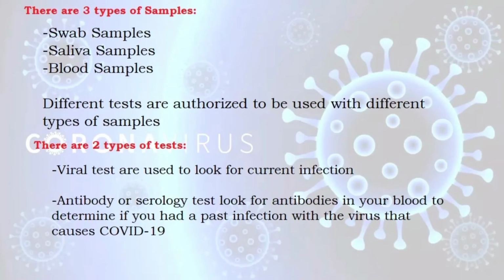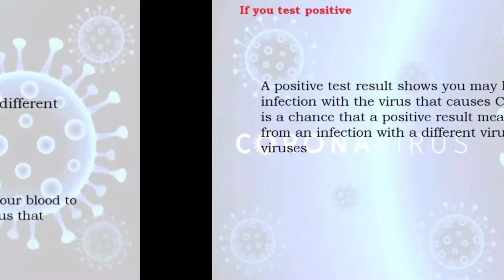There are three types of samples: swab samples, saliva samples, blood samples. Different tests are authorized to be used with different types of samples. There are two types of tests: viral tests and antibody tests. Viral tests are used to look for current infection, while antibody or serology tests look for antibodies in your blood to determine if you had a past infection with the virus that causes COVID 19.